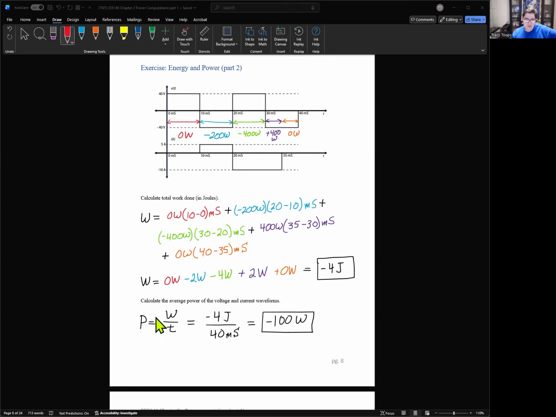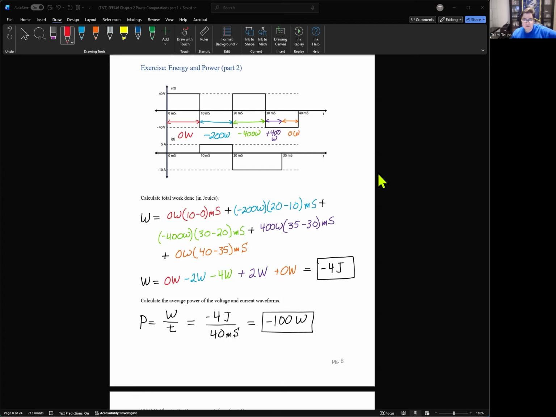Okay. So with the total work done, we can now figure out average power. Capital P is equal to work divided by time. So we have negative 4 joules worth of work, and the total time our circuit was on was within 0 and 40 milliseconds, so our net time is 40 milliseconds. You divide these two out, and you get negative 100 watts. So for the short time the circuit was turned on, the average power was actually pushing 100 watts back into the circuit. So we're a 100-watt source.